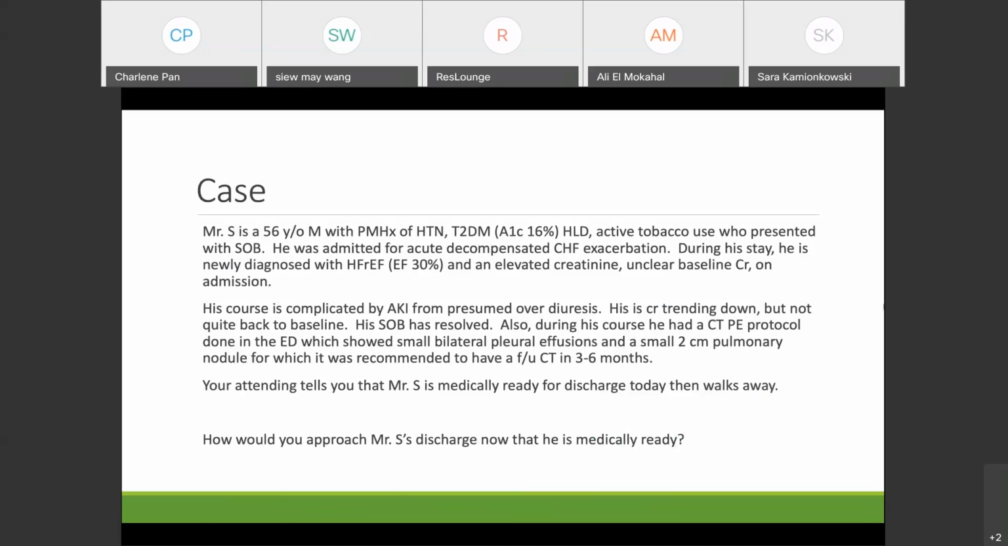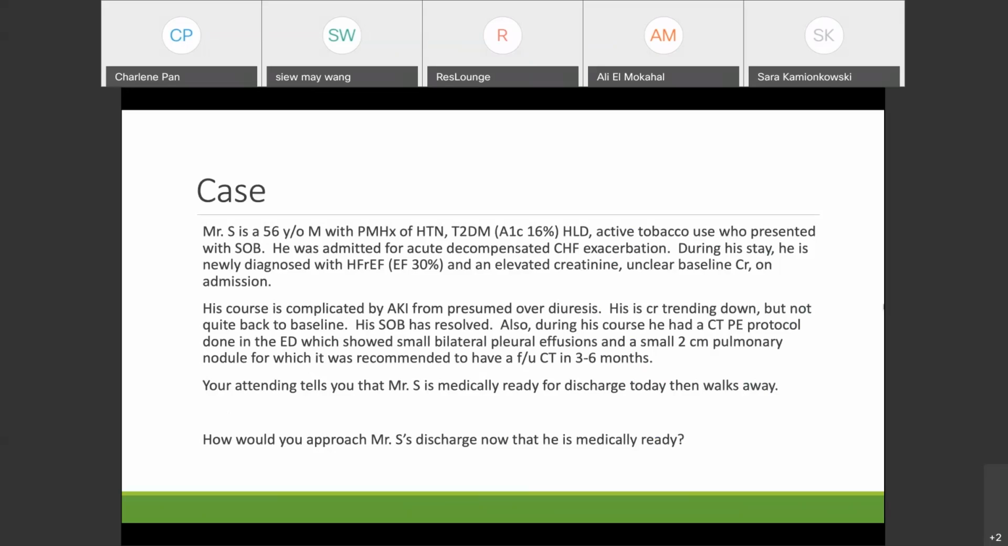During his course, he was complicated by an AKI from presumed overdiuresis. His creatinine downtrends, but it's not quite back to his baseline, and the shortness of breath is resolved. He had a CTPE during his stay, which showed small bilateral pleural effusions and a small 2-centimeter pulmonary nodule, and it was recommended he have a follow-up CT in 3 to 6 months. Your attending tells you that Mr. S is medically ready for discharge today and then just leaves. So how would you approach his discharge now that he's medically ready?